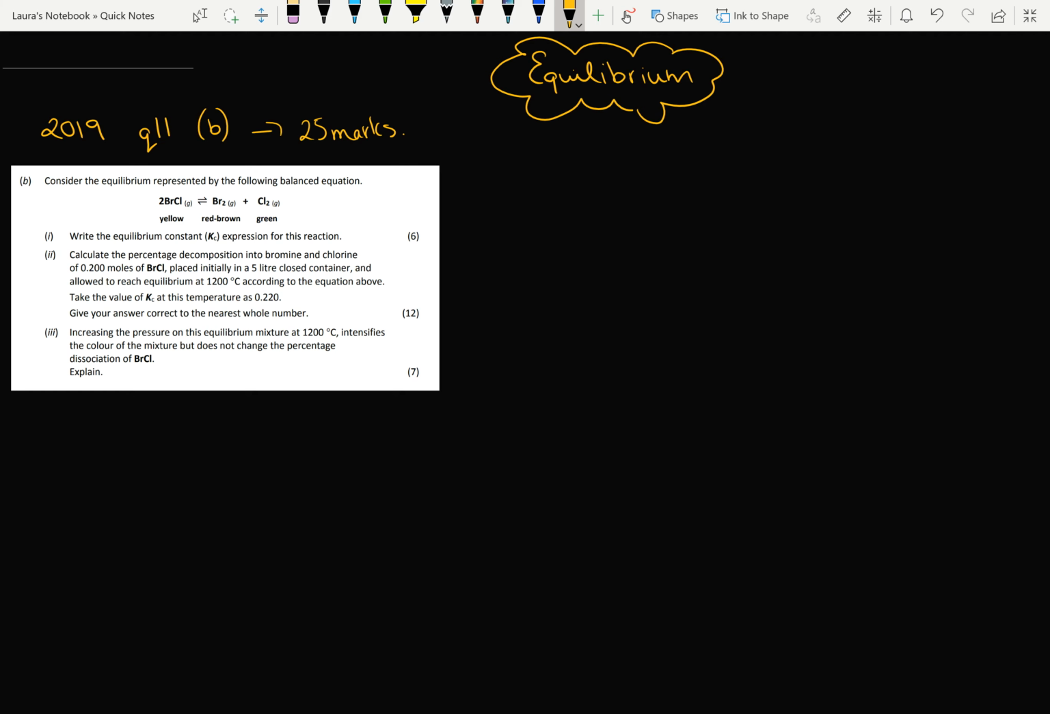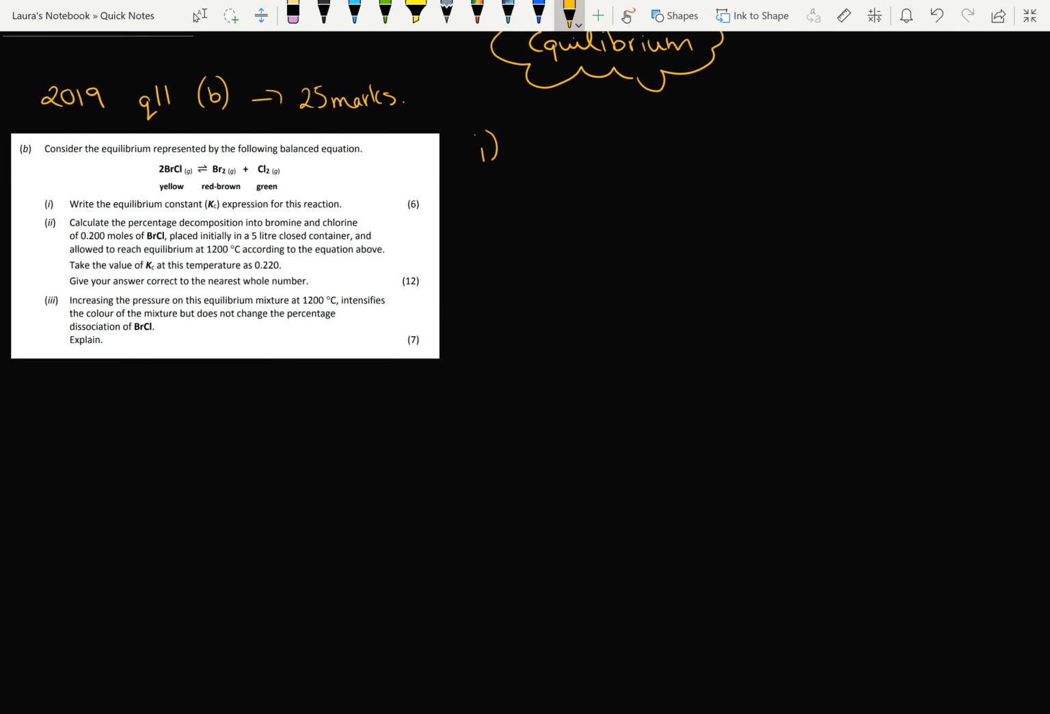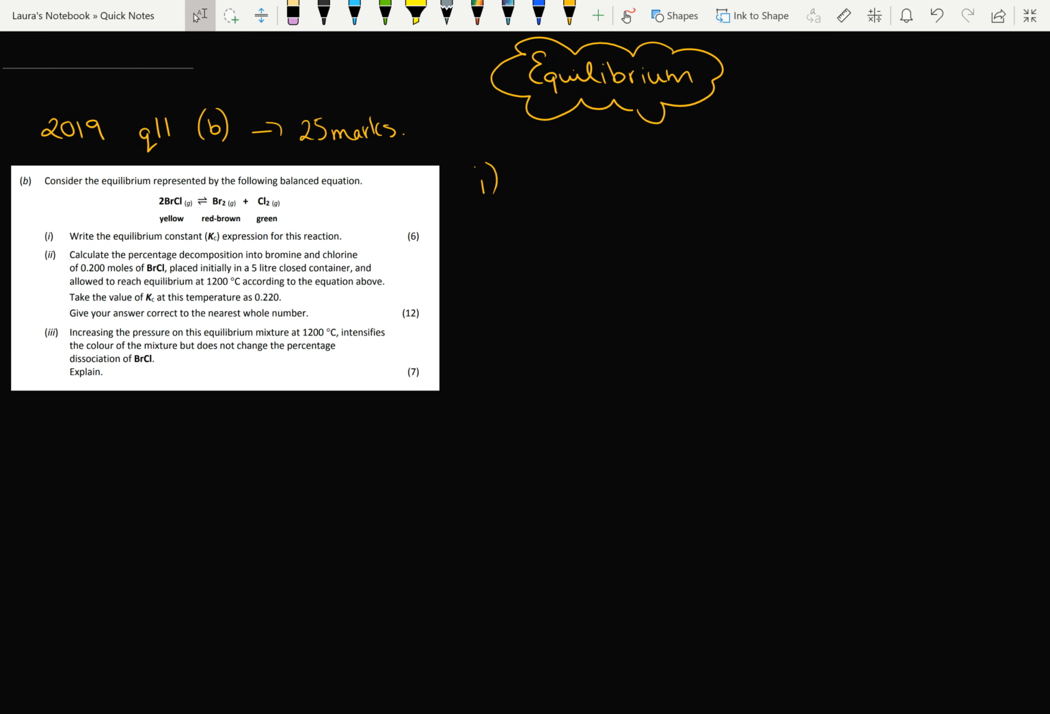Okay, in this video, we're going to work down through the equilibrium question on the 2019 paper. So it came up in question 11, part B, and it was worth 25 marks. So the first question that we are asked is to write the equilibrium constant for the given equation.